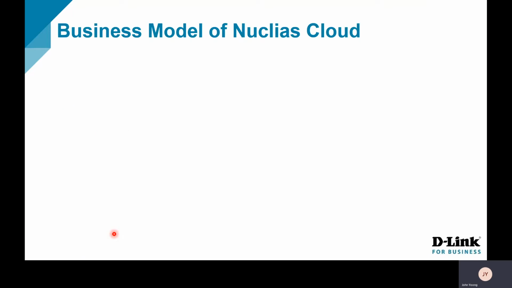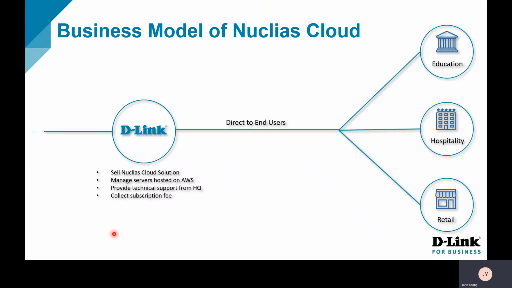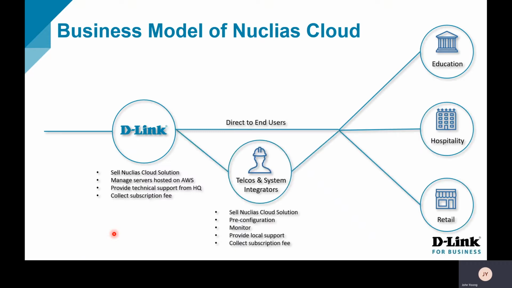So for the business model of the Nuclias Cloud, of course, the first one is we have the dealing direct to the end user. So the customer can just register their account through our Nuclias Cloud portal very easily. Remember our cloud is hosted in AWS, and all the technical support is from our HQ or even our local support. Remember Nuclias Cloud is 1 year, 3 years, and 5 year per license. Per device per license.